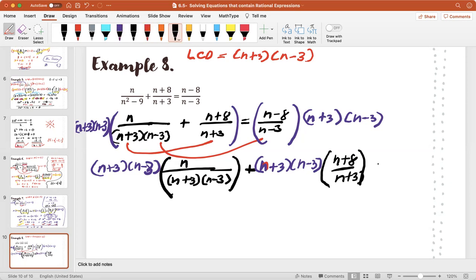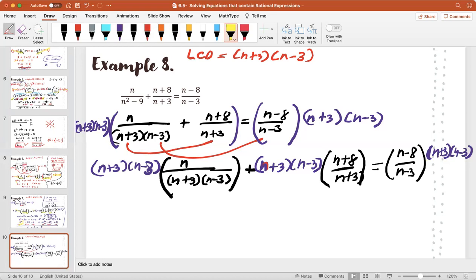As usual, the same right side. We're seeing the same pattern there, right? You have n minus 8 over n minus 3 times the same LCD. Your n plus 3 times your n minus 3.